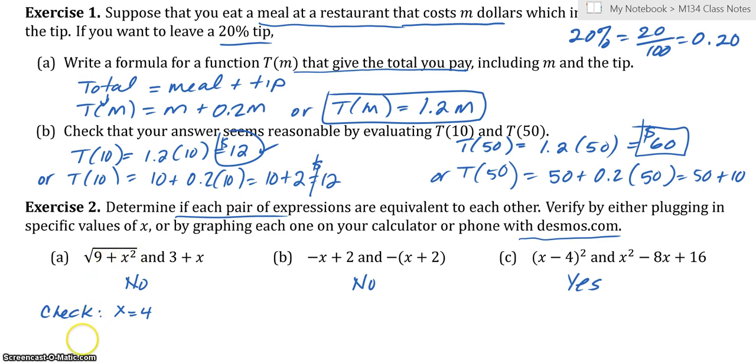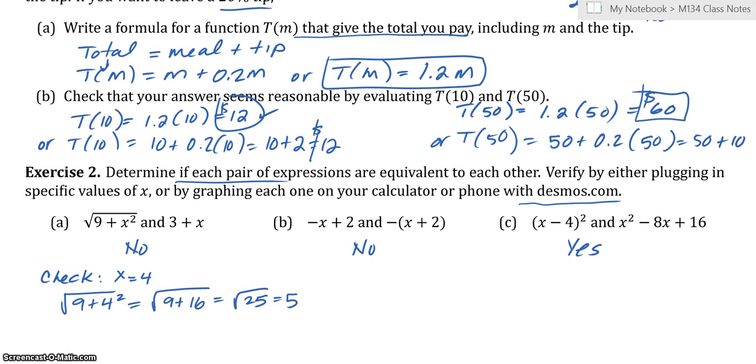The reason I chose 4 is because if I plug in a 4 into the left side, I get 9 plus 16, which is 25, which happens to be perfect. And then if I plug in 4 on the right side, you get 7, and you can see that they're not the same.